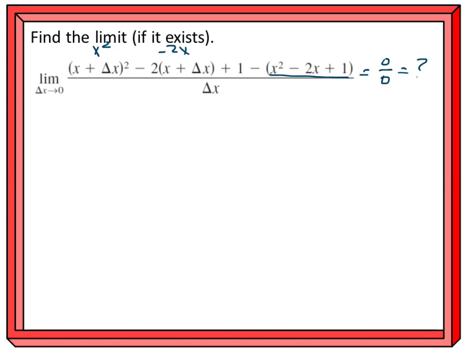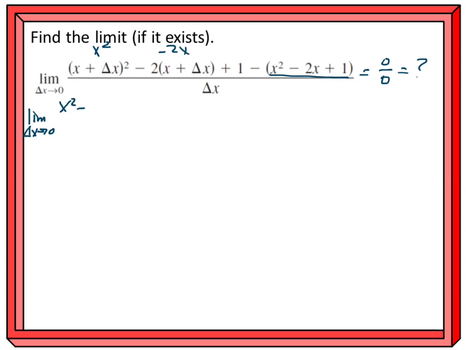So this time when we try to fill in this hole, we're just going to do a whole bunch of algebra and see if something magical happens, something extraordinary. So let's bring down our limit as delta x approaches 0. Across the top, just expand out these things. It's just the square of a binomial.